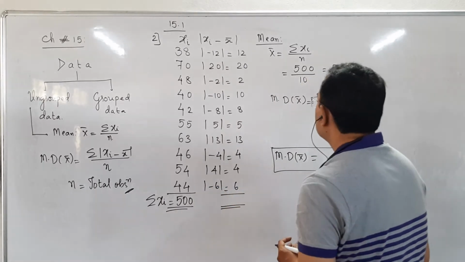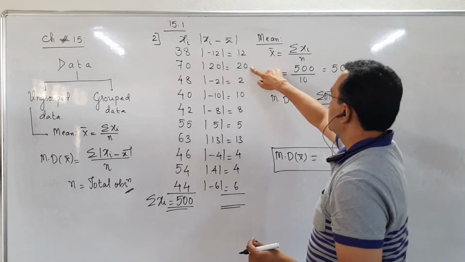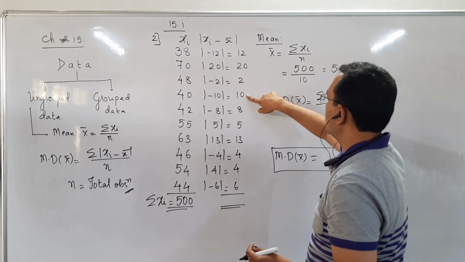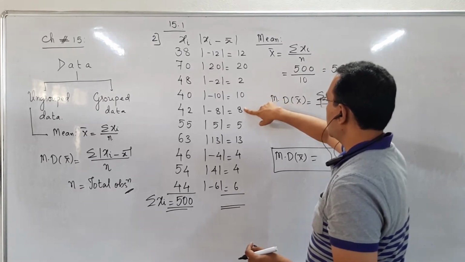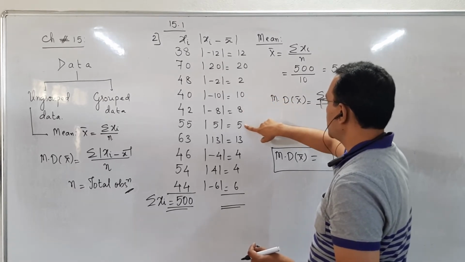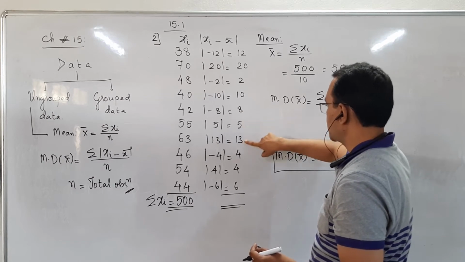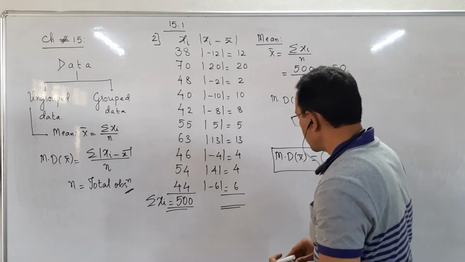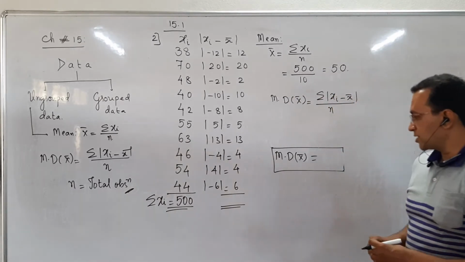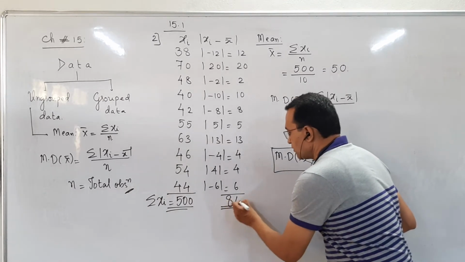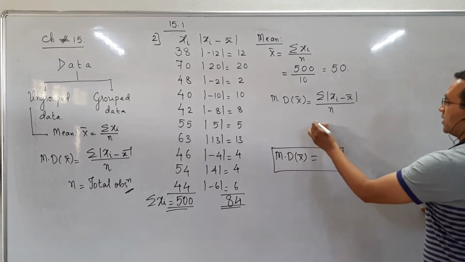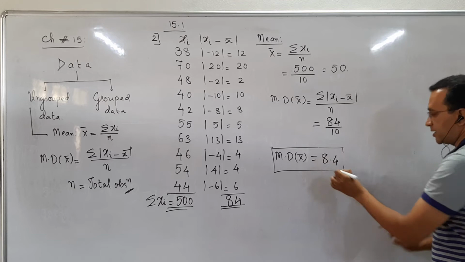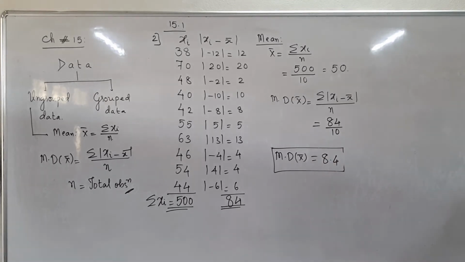Now we total these: 20 and 12 is 32, 32 and 10 is 42, 42 and 8 is 50, 50 plus 5 is 55, 55 plus 13 is 68, 68 plus 8 is 76, 76 plus 6 is 82. So the final answer would be the total divided by 10, that is 8.4 for students.